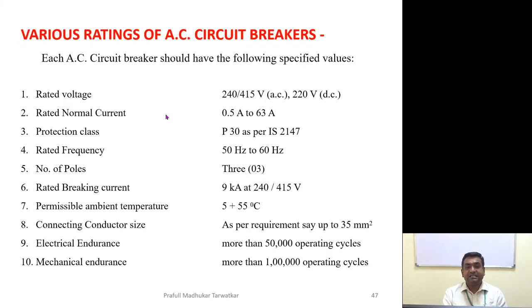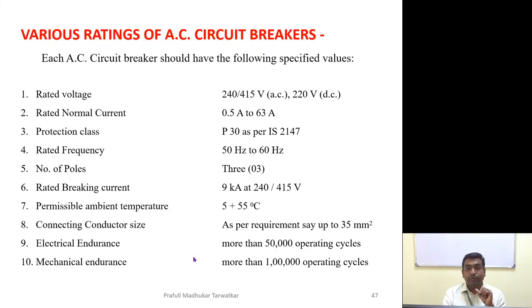Have a look over the various ratings of the circuit breakers: voltage, current, protection class, rated frequency, number of poles, maybe single pole or three pole. If it is a low voltage circuit breaker, it is definitely one pole or three pole. But if it is a high voltage circuit breaker, it is definitely a three pole circuit breaker. Then rated breaking current in terms of kiloamperes, ambient temperature, connecting conductor, size of the conductor required. Then electrical endurance, that means the operating cycle, for how much duration the circuit breaker can work effectively.